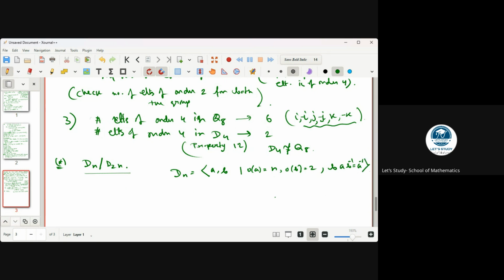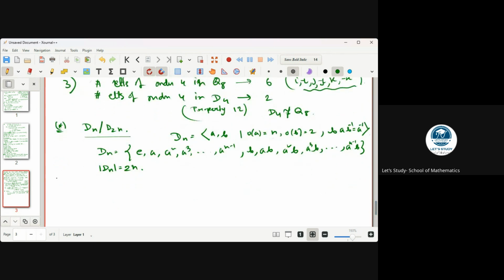Now, if we look into the structure of Dn, it will be like this. The order of a is n. That means the identity, a square, a cube, up to a to the power n minus 1 are there. And then there will be elements of the form b, multiplied: ab, a square b, a cube b, up to a to the power n minus 1 times b. So you can readily see that the cardinality of Dn is 2n. And you can check these are all the elements.